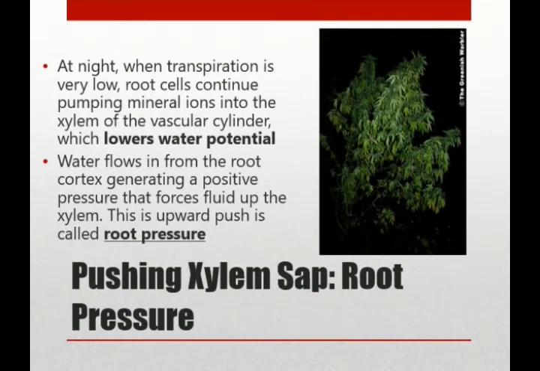Pushing xylem sap: root pressure. At night, when transpiration is very low, root cells continue pumping mineral ions into the xylem of the vascular cylinder, which lowers water potential. Water flows in from the root cortex, generating pressure that forces fluid up the xylem. So this is called root pressure.